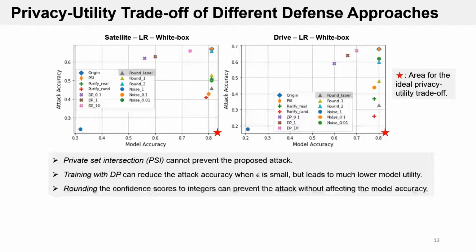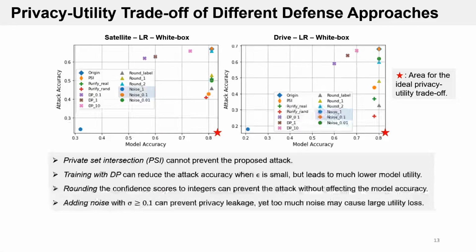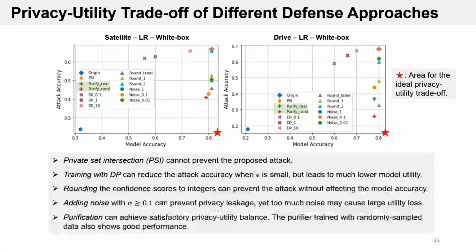For instance, rounding the confidence scores to integers can effectively prevent the attack without affecting the model accuracy. Added noise with a noise scale larger than 0.1 can also defend against the attack, but too much noise may cause a significant utility loss. Finally, perturbing the confidence scores with purifiers trained with both real data and randomly sampled data can in general achieve a satisfactory privacy utility balance.